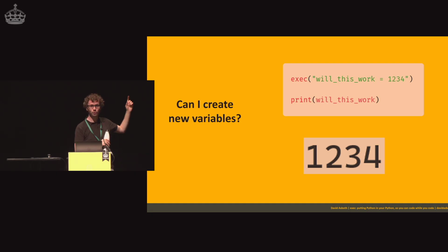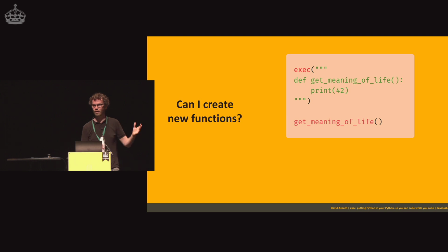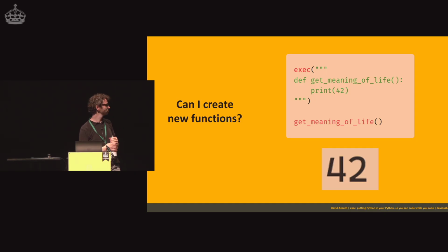But because we can create new variables, and variables are just objects, and everything in Python is an object, stands to reason, could we then also create new functions? Right? Could we define a function for the first time in a string, pass it to exec, and then use that function afterwards? Yeah, we can do that too. Fine. Just objects. So we can actually create anything. Could we create classes?